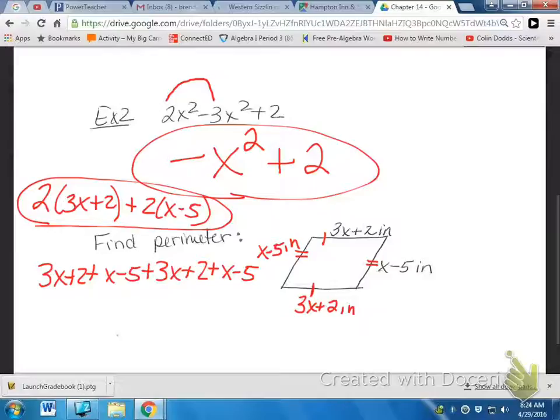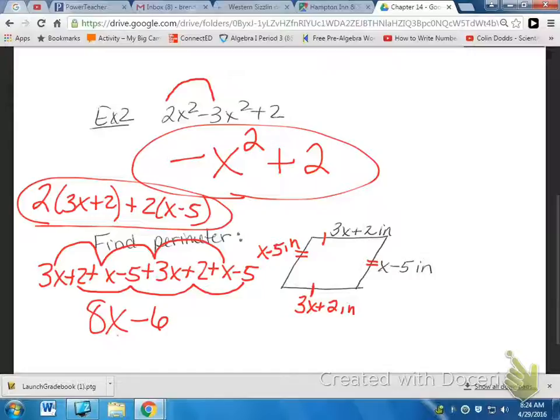So we have several like terms that are just the x terms. So it'd be the 3x plus the x plus the 3x plus the x. How much is that all together? Anybody know? 8x. Okay, now let's look at the constant term. I have positive 2 minus 5 plus 2 minus 5. If we put all that together, negative 6.